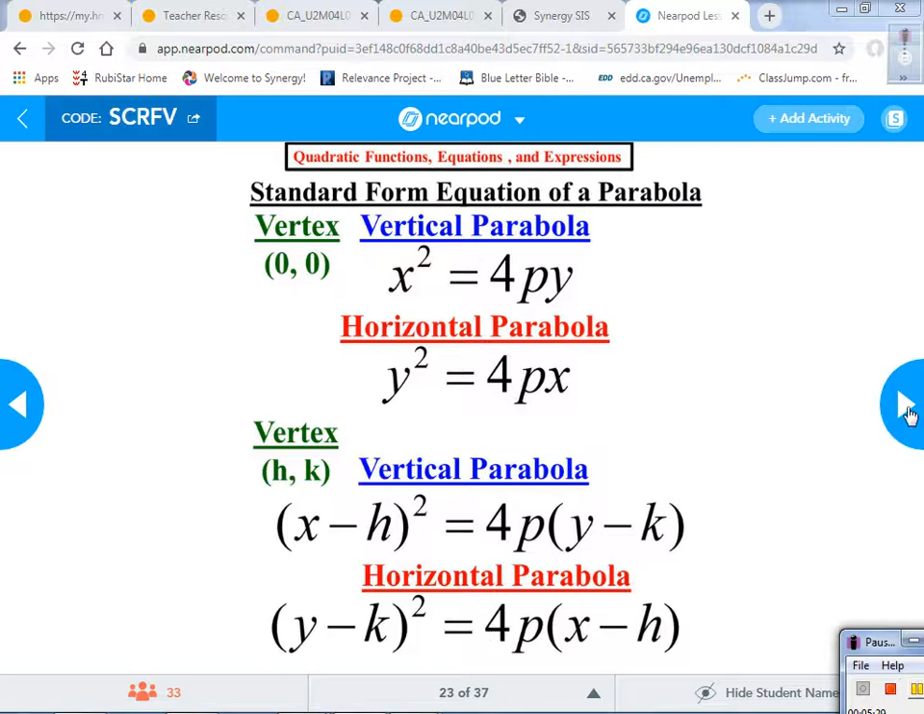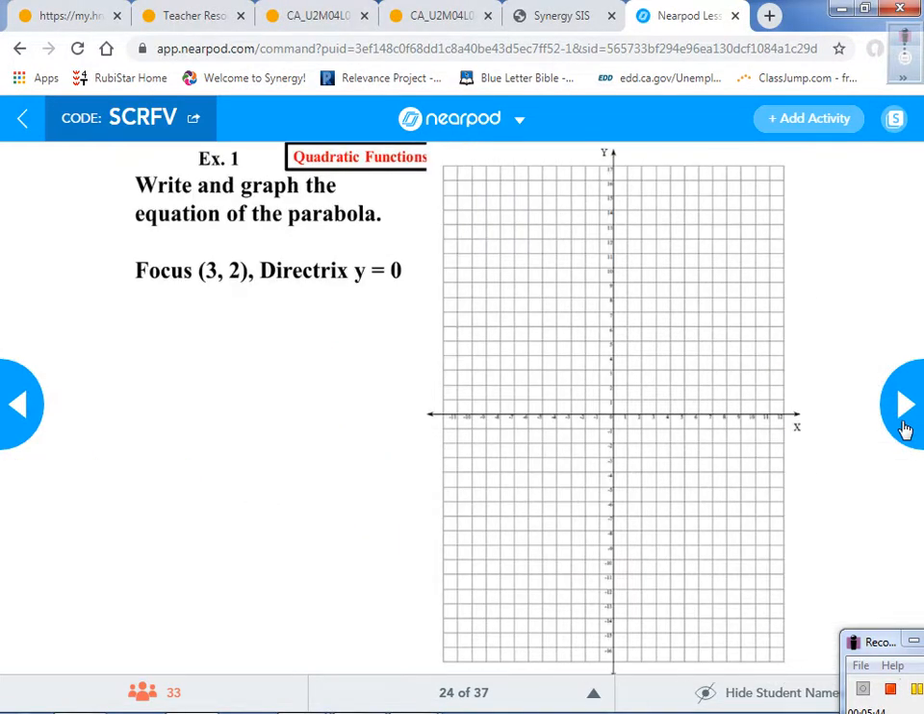Okay? So here we go. Top left of your graph paper, write example 1. Write and graph the equation of the parabola with focus 3, 2, and directrix at y equals 0. Focus 3, 2, and directrix at y equals 0. Copy that. All right, here we go. Writing utensils down, look up to the screen.